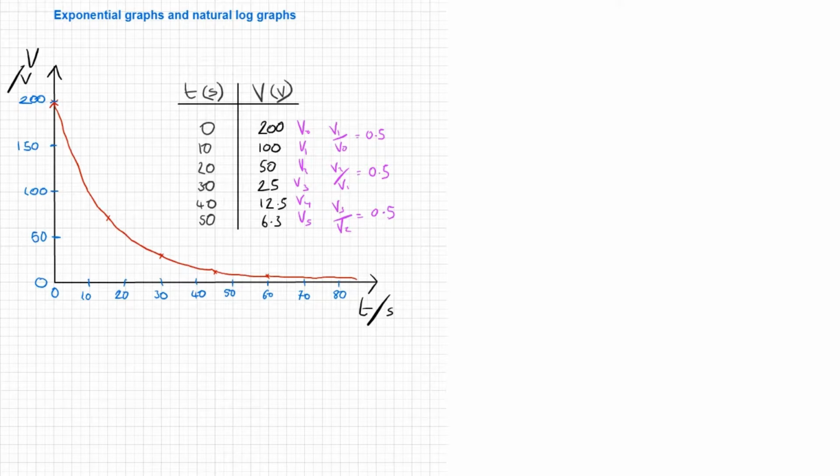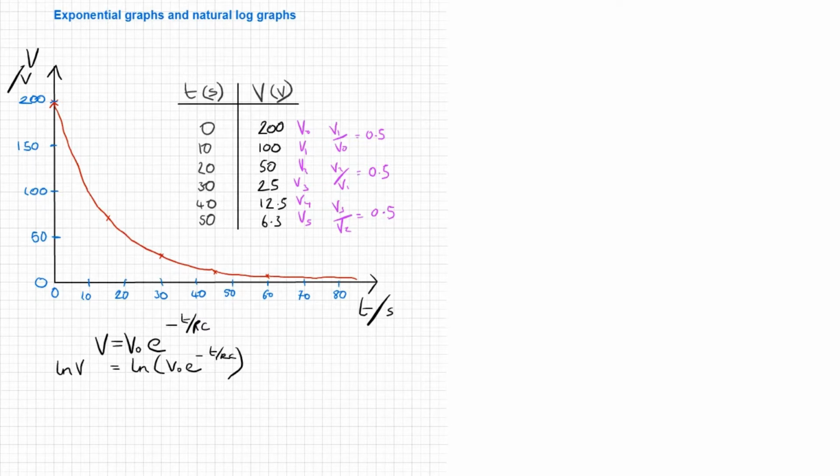Okay, good. Well, there's another way of testing for exponentiality, and that is to make use of natural logs. Remember that what we're talking about here is a graph with the equation V equals V0, the initial potential difference, times e to the minus t over RC. Now we can take natural logs of this. If I take natural logs of the left hand side, I get the natural log of V, and on the right hand side, the natural log of V0 e to the minus t over RC.